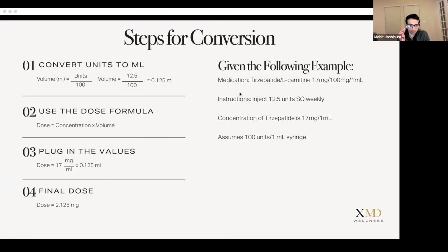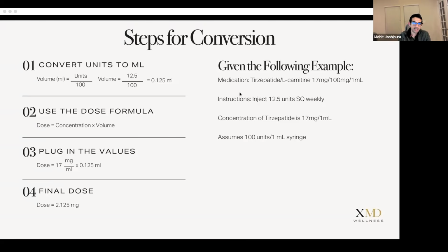So the first step is to take those units and convert them to milliliters. How do you do that? You always divide by 100. So if it's 12 and a half units, you divide 12 and a half by 100, and that gets you to the milliliters, which in this case is 0.125 milliliters.